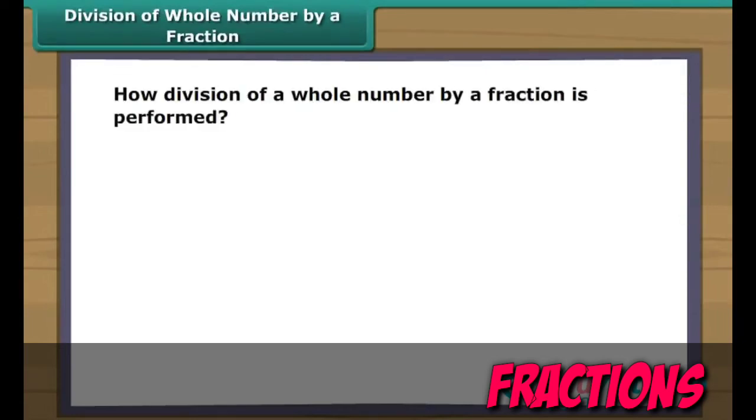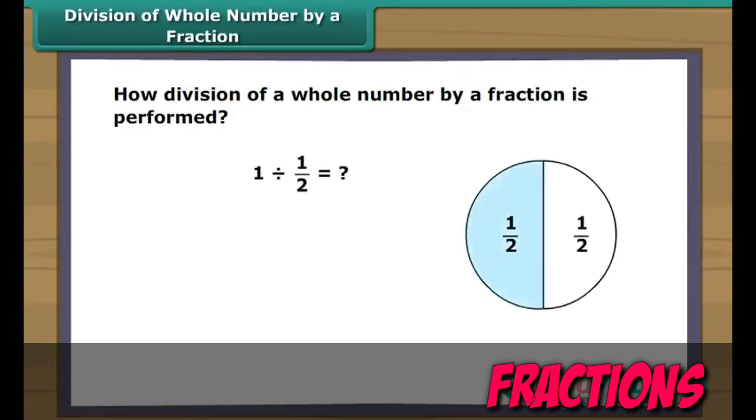Division of whole number by a fraction. How is division of a whole number by a fraction performed? Come, let us find out. Let us take the example of 1 divided by 1/2. We divide a whole into a number of equal parts such that each part is half of the whole. Thus we will get 2 half parts.